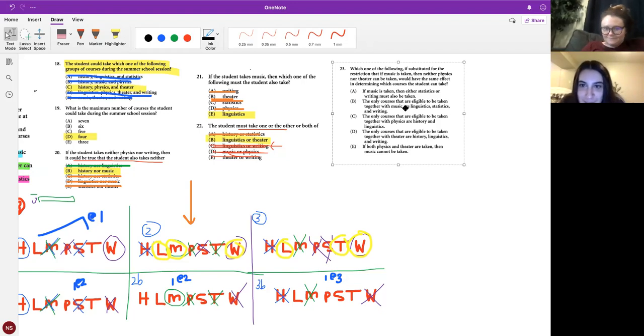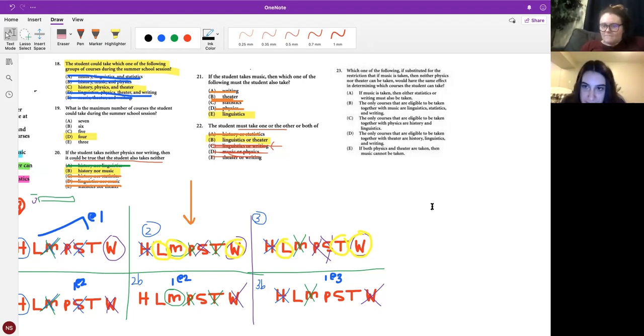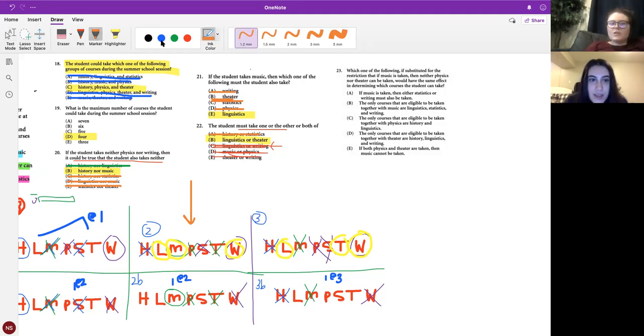If substituted for the restriction that if music is taken, then neither physics nor theater can be taken, would have the same effect in determining the courses the student can take. So how we want to go about approaching this, or at least how I do, is I want to rewrite this rule and just focus on it. I don't want to go beyond this. So if music is taken, then we can't have P and we can't have T.